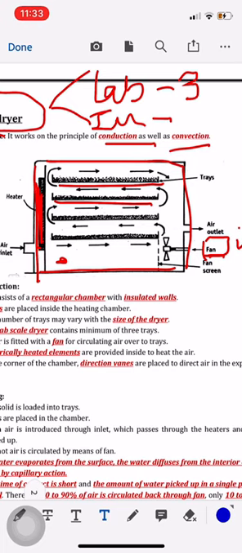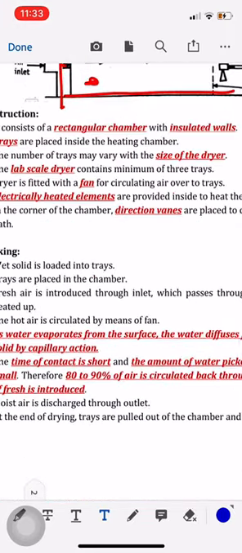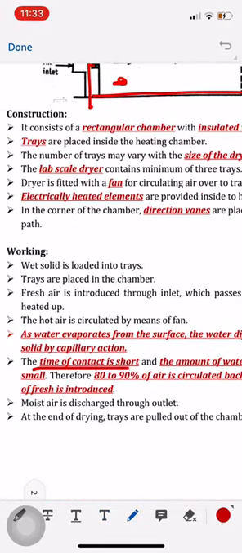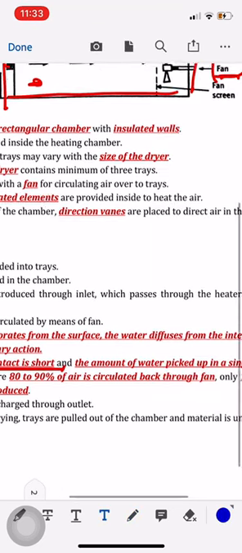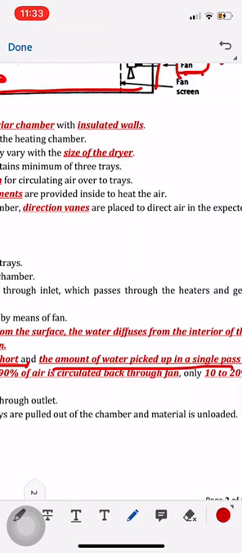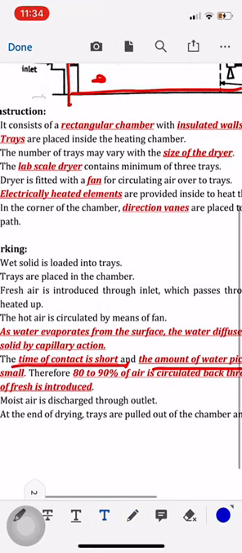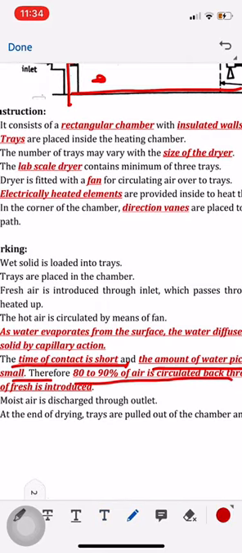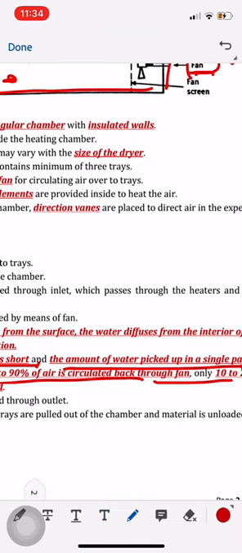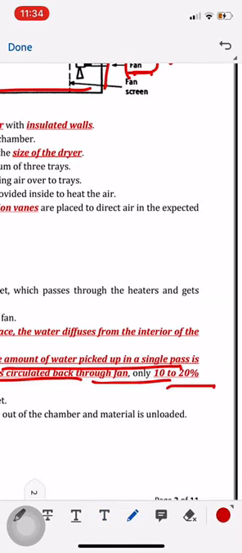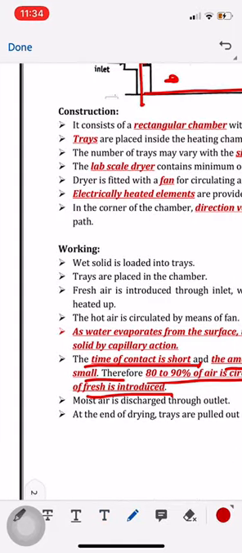The working is same. You have to load your material, you have to set temperature, and then you have to unload your material. The important thing in working is 70 to 80%. Yes, I have mentioned here. It is important. The time of contact is short, and the amount of water picked up in a single pass is less. Therefore, 80 to 90% of fresh air is circulated back through fan. Only 10 to 20% of fresh air is introduced every time.